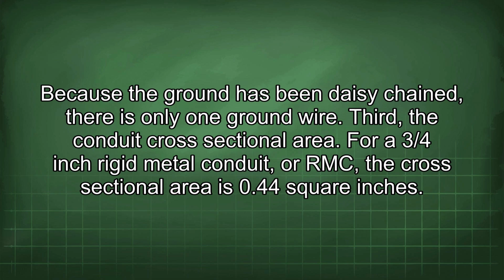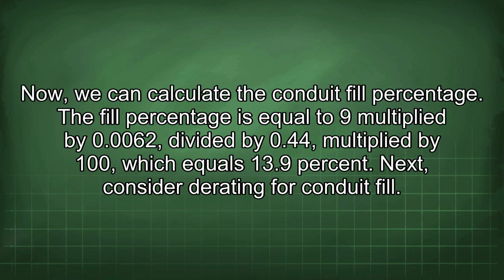Third, the conduit cross-sectional area. For a 3/4 inch rigid metal conduit, or RMC, the cross-sectional area is 0.44 square inches. Now, we can calculate the conduit fill percentage. The fill percentage is equal to 9 multiplied by 0.62 divided by 0.44 multiplied by 100, which equals 13.9%.